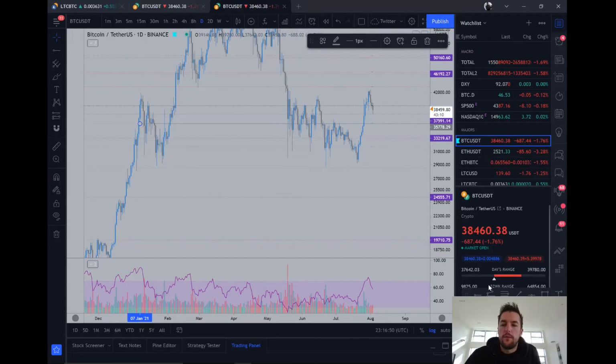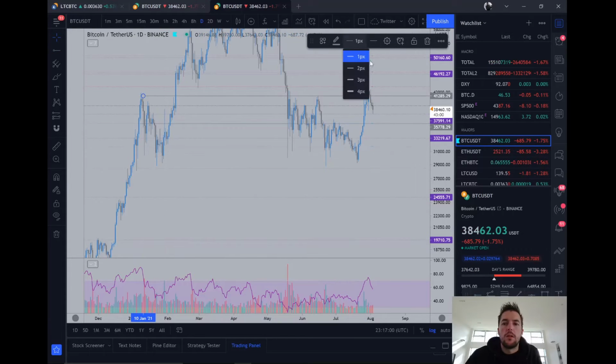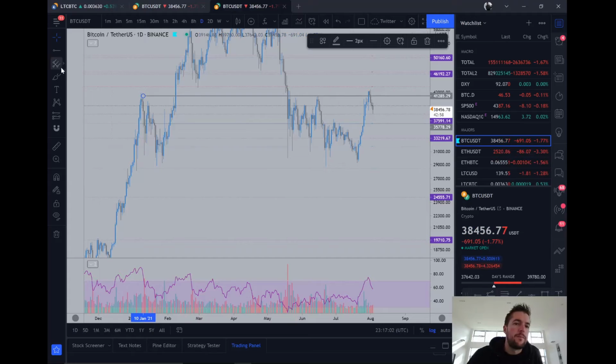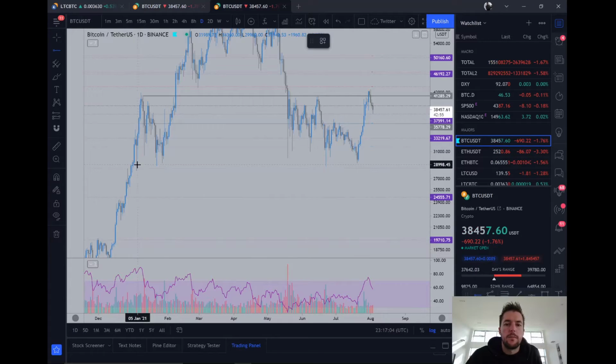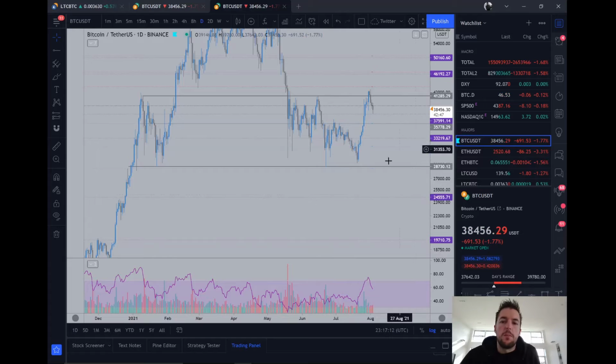If we have a look at the range that we formed previously, we can see that we have our range. It's in about here somewhere. So this is roughly speaking the range that we've been working in so far.